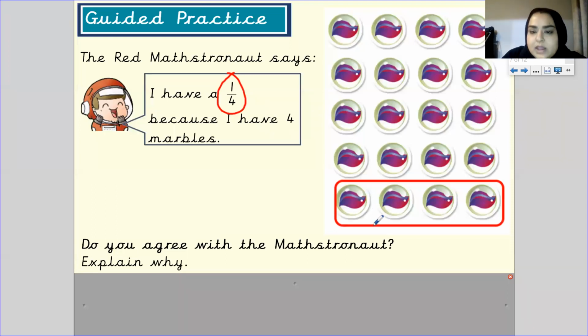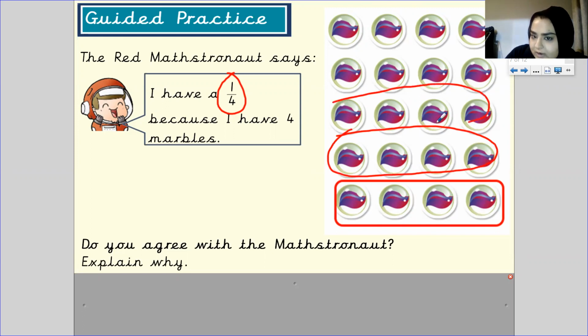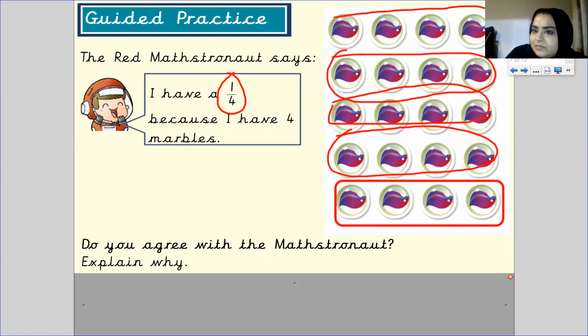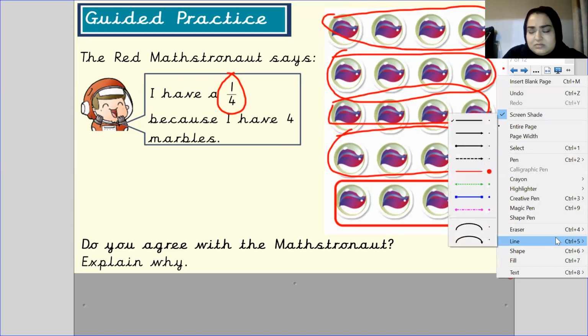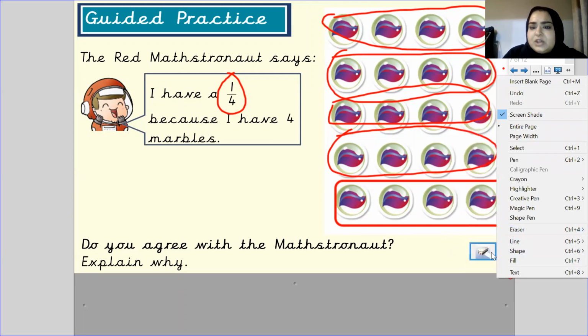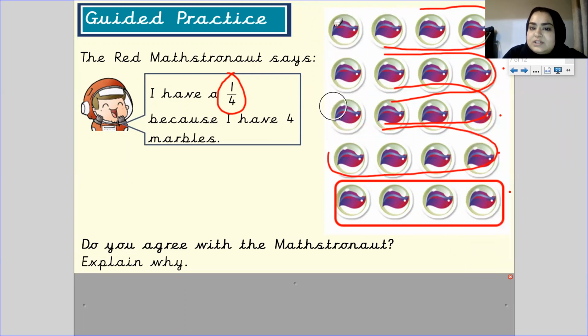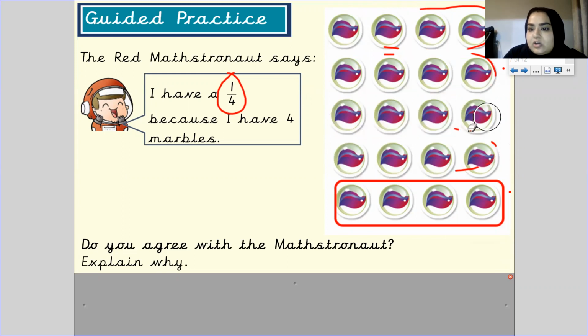Okay, so now if you look at this, there are 20 marbles in total, and he has circled 4. But if he has circled 4 and then he circles 4 again, 4 again, 4 again, and 4 again, that is giving me 1, 2, 3, 4, 5. Is that correct? No, fantastic. So the mathstronaut is actually incorrect.